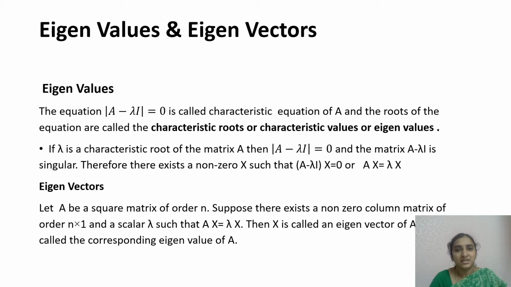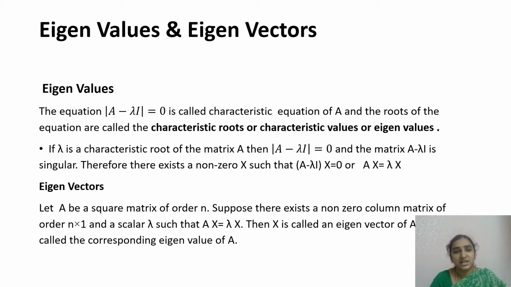Let's define eigenvalues and eigenvectors. Eigenvalues. The equation determinant of A minus lambda I equal to 0 is called the characteristic equation of A, and the roots of this equation are called the characteristic roots or the characteristic values. They are also called eigenvalues. If lambda is a characteristic root of the matrix A, then the determinant of A minus lambda I is equal to 0 and the matrix A minus lambda I is singular. Therefore, there exists a non-zero x such that A minus lambda I multiplied with x is equal to 0, or Ax is equal to lambda x.